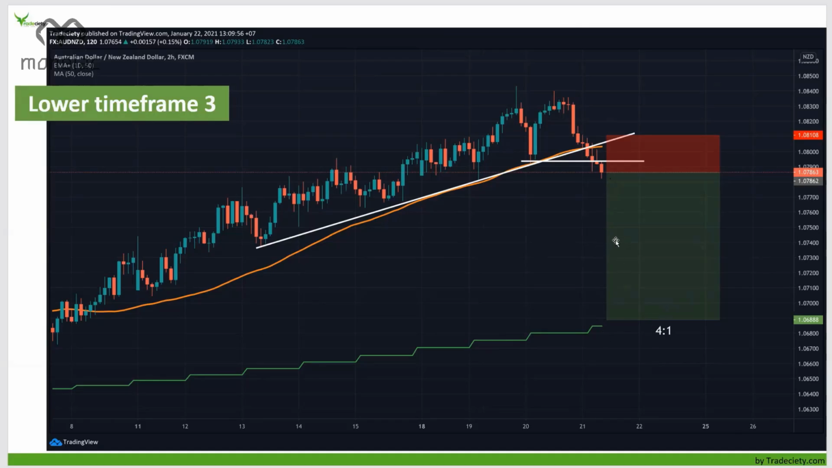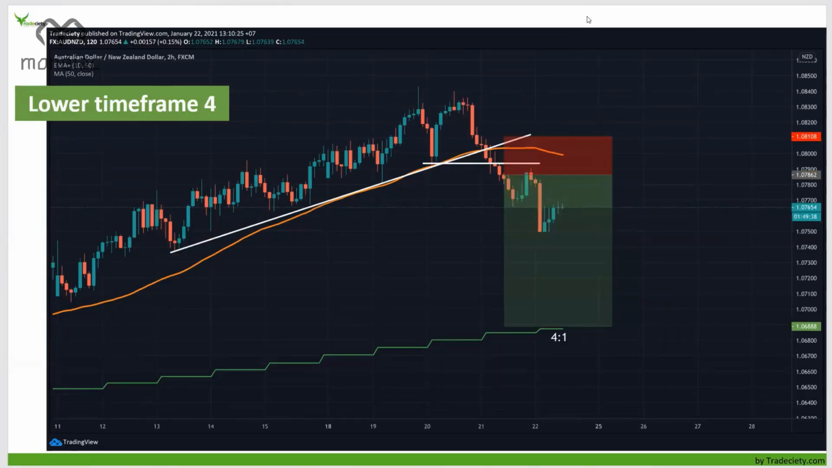But as I said in the beginning, I would probably always choose a 2-to-1 reward to risk ratio, just because it will give you a much higher win rate and it will help you build your confidence much quicker. And you can see this is the current situation. I haven't updated it yet. This was taken a few hours ago. So this is how it currently looked.